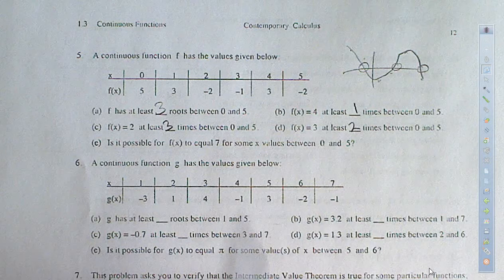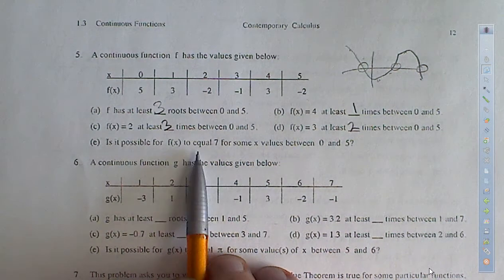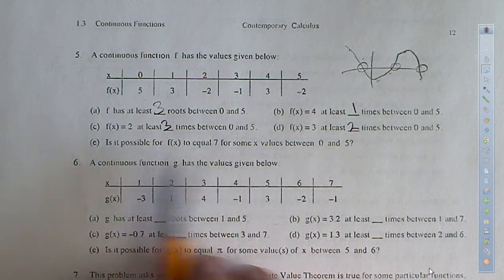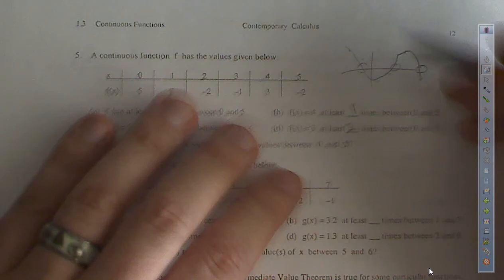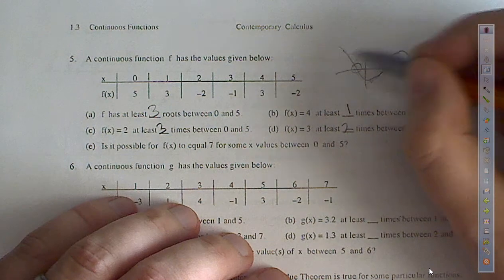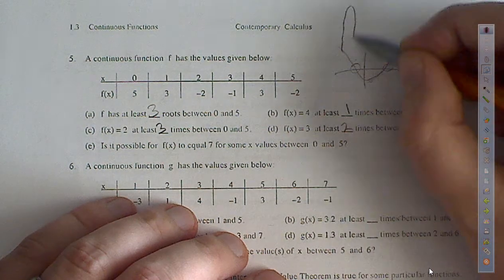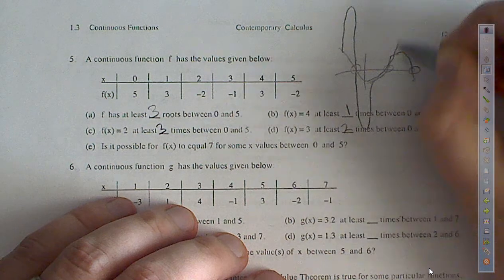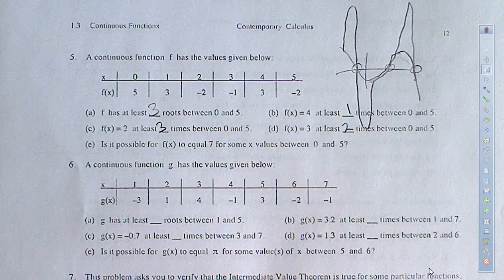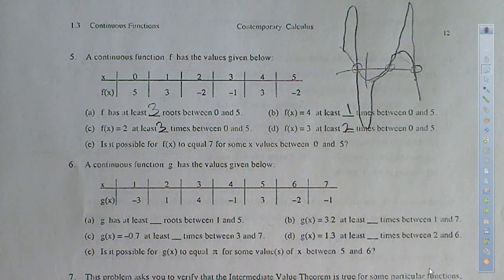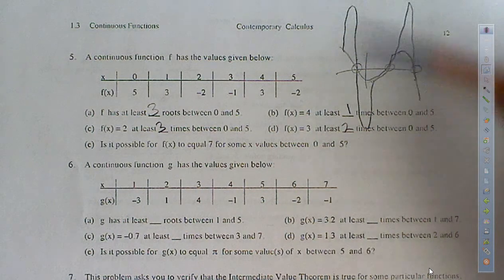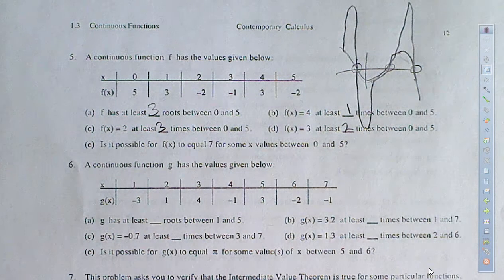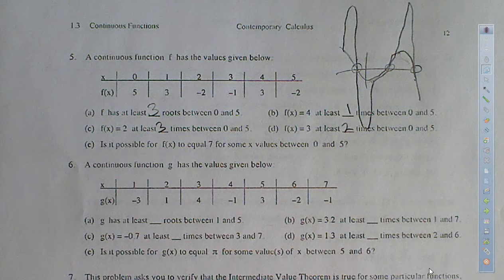And is it possible for f of x to equal 7 for some value between 0 and 5? Just, is it possible? It is possible. Because, Faith, the graph doesn't have to follow this. The graph could jump like that. And then it could equal 7. So yes, it's possible. So we know for sure that it crosses in 3 places, but the graph could be way more whimsical than that. Number 6 you do on your own.